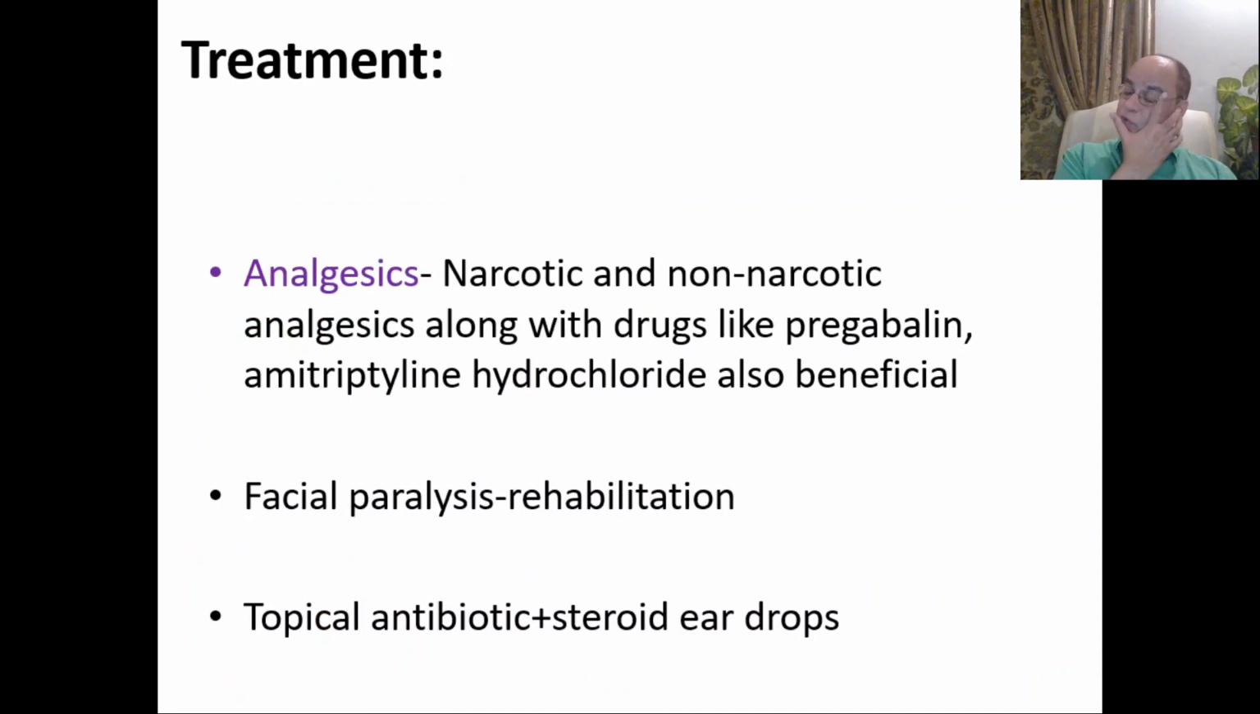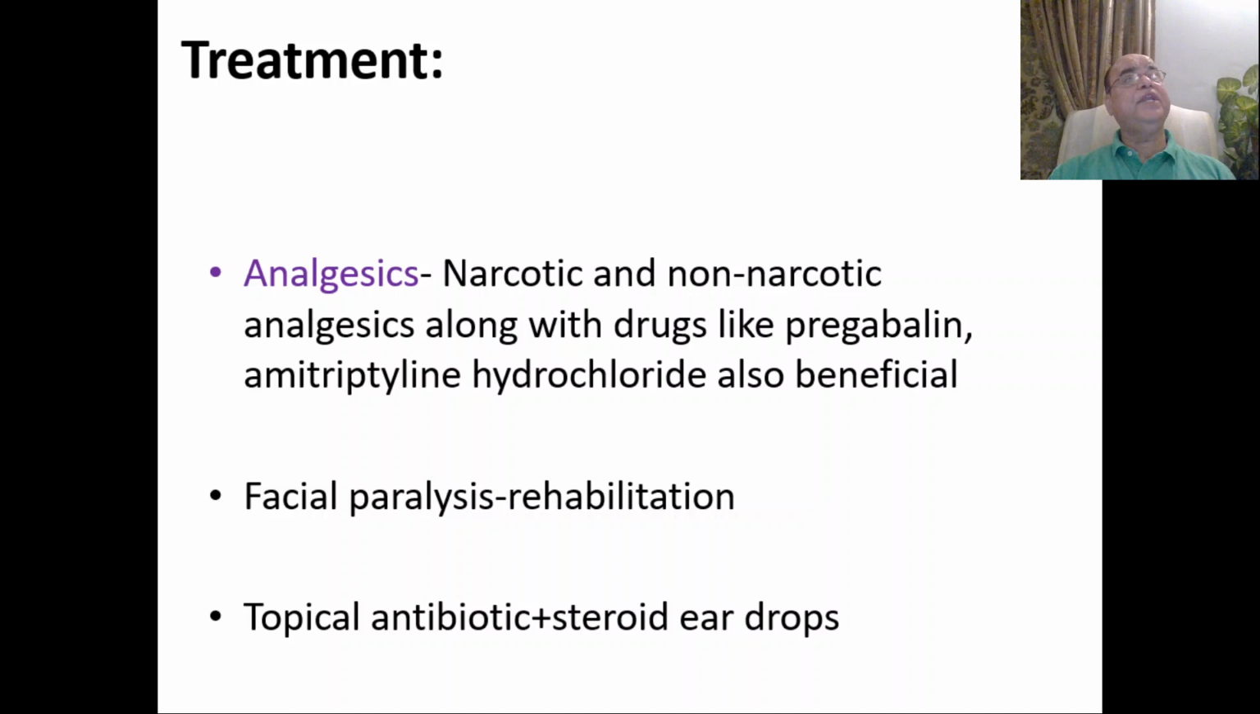Now, as I told you, the presenting feature to start with is severe earache. That otalgia is unbearable, excruciating type, sharp. So not only the routine NSAIDs, these non-narcotic agents, but in combination with those non-narcotic agents, we have to use the narcotic analgesics as well.